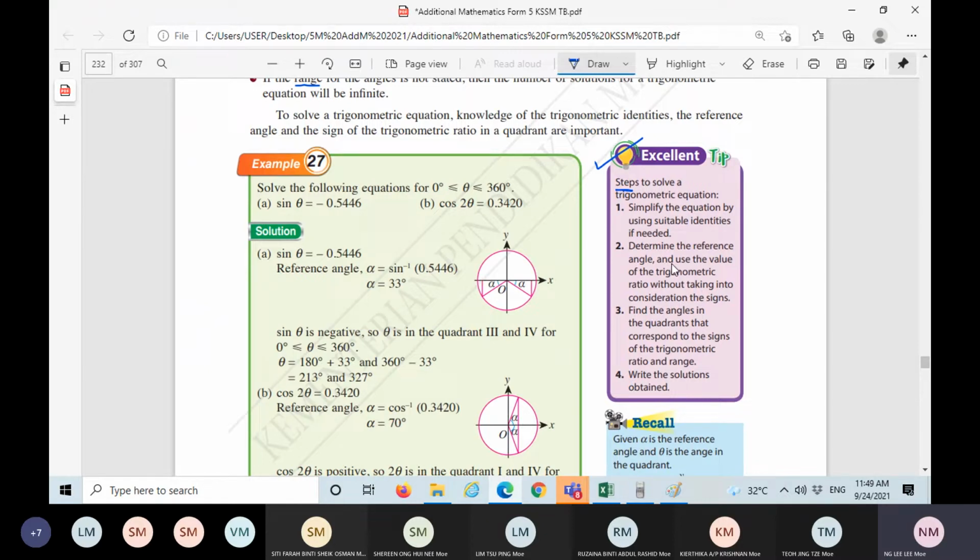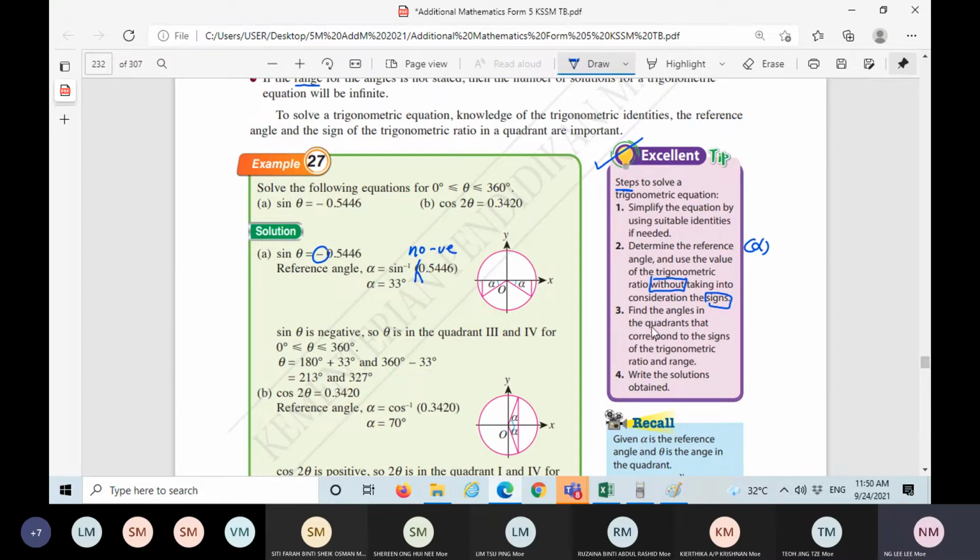Okay, before you will continue, this one is a difficult question, if you need to simplify. Okay, number 2, determine the reference angle, which is the alpha, and use the value of the trigo ratio without taking into consideration the sign. This is what I mean, when this is negative, when you press the calculator, you don't put in the negative. You see here, no negative sign.